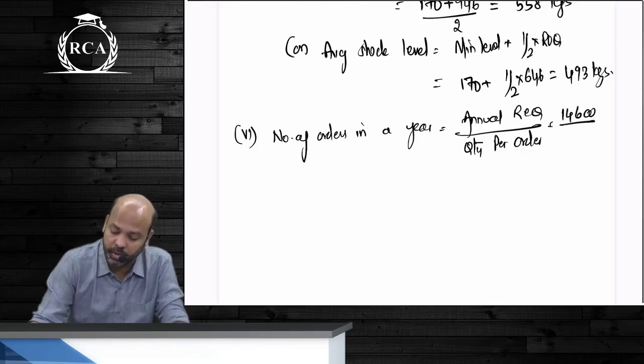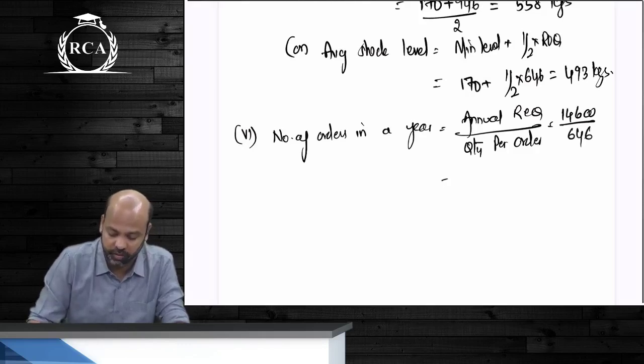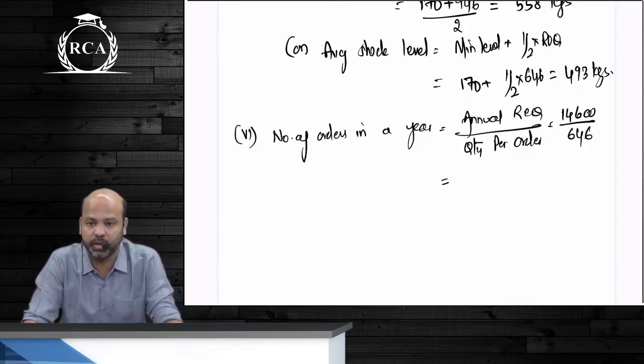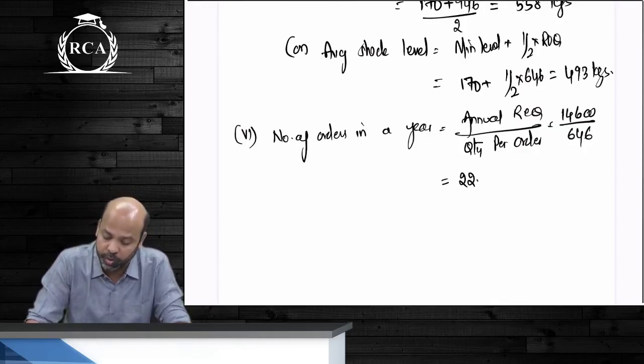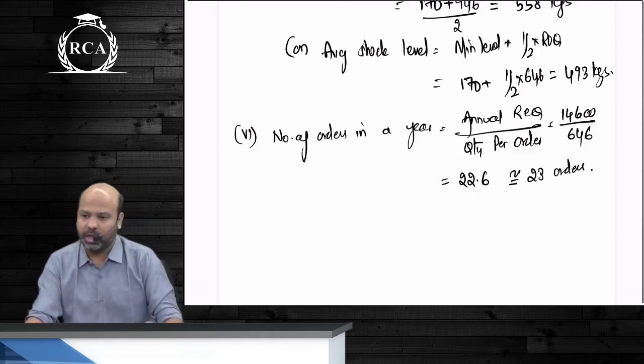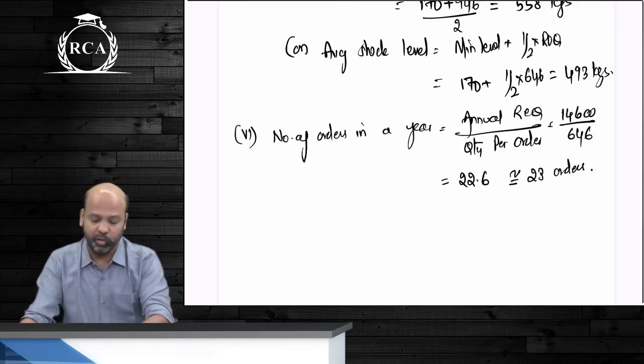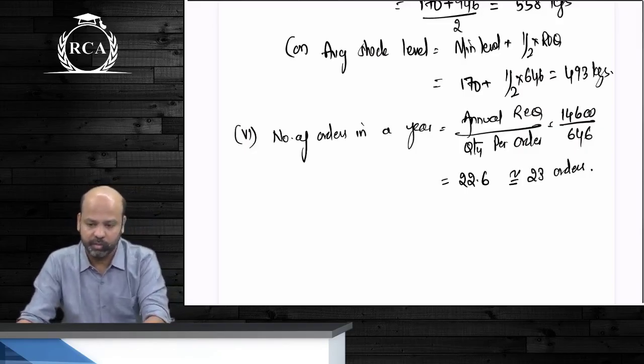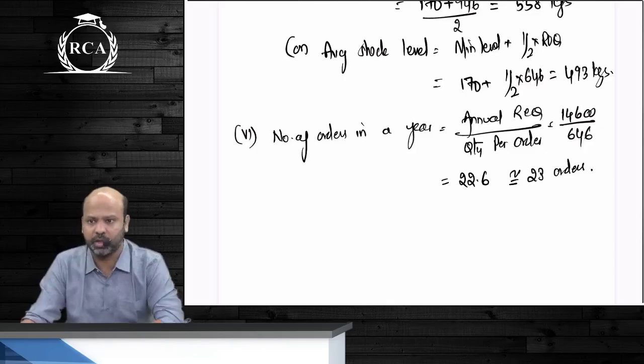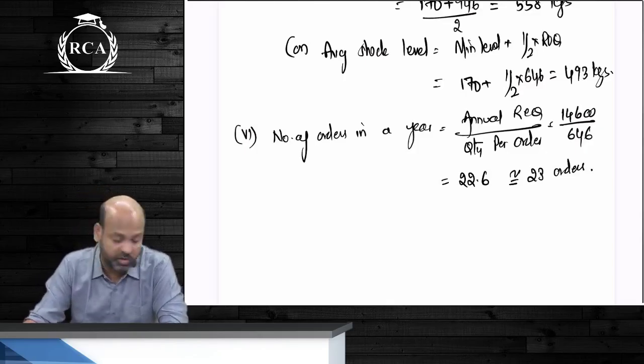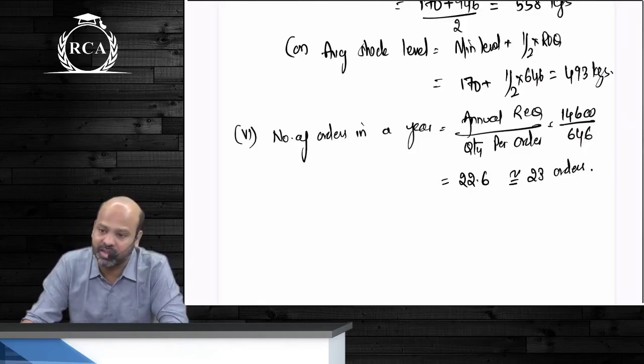14,600 divided by quantity per order, beta, is 646. Tell me the exact value beta first. 22.6. This, beta, is being rounded off to the nearest number, which is practically incorrect. I'm not telling you that we will be placing 22.6 orders in a year, guys, but you will definitely place 23 orders and transfer the cost of 0.4 orders to the next year.